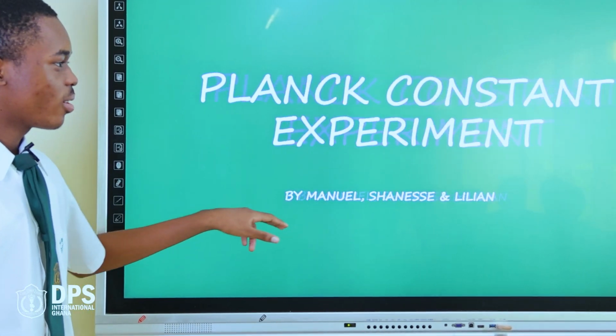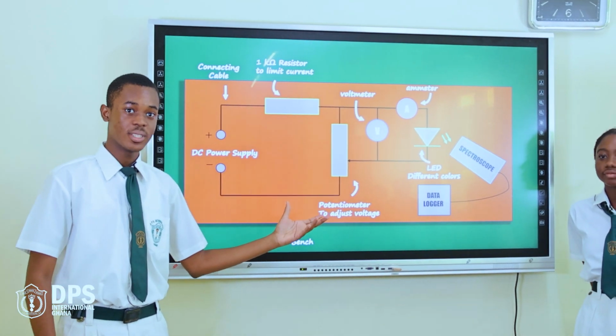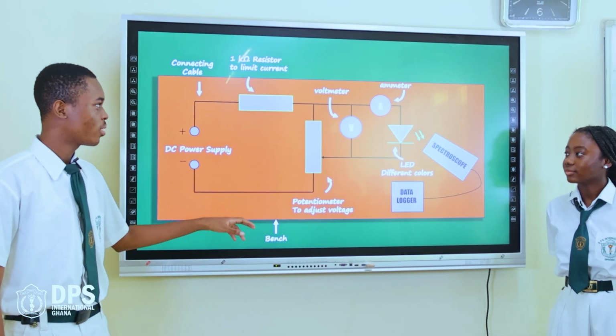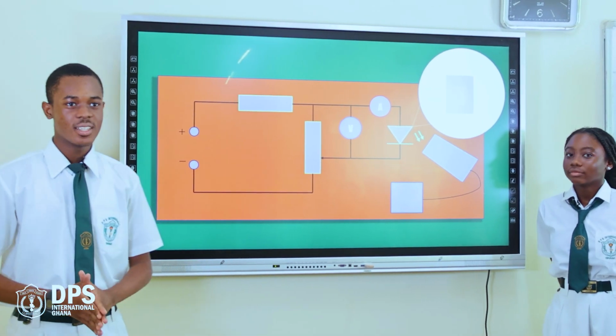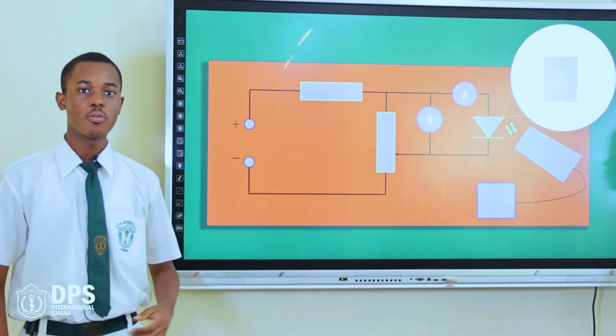Now, moving on to the diagrams. This is how we'll basically be setting up our experiment. So I'll let Shanes explain the details later on. But the concept here is that the energy of one electron will be converted to the energy of one photon.